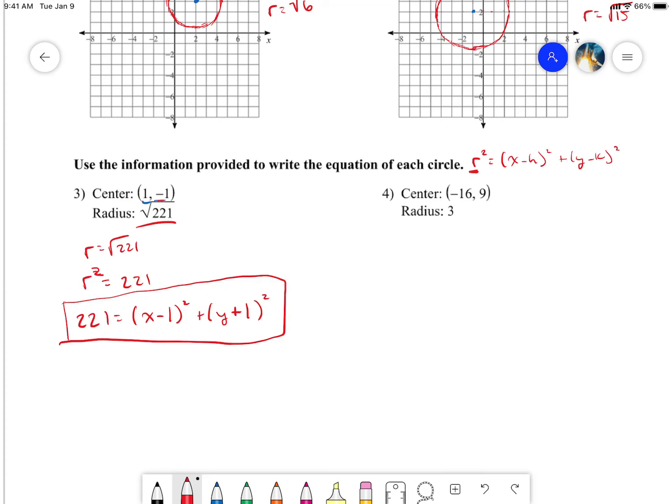Okay. I'm going to give you guys about a minute, and I want you to try to write the equation of the circle for number 4 on your own.